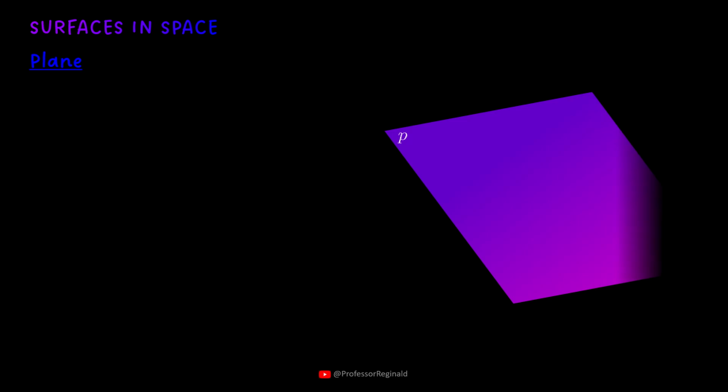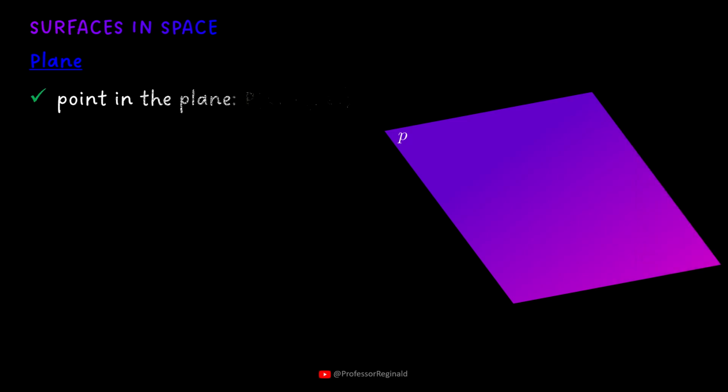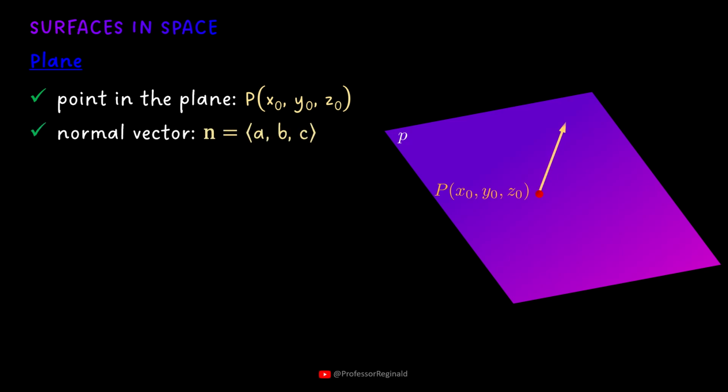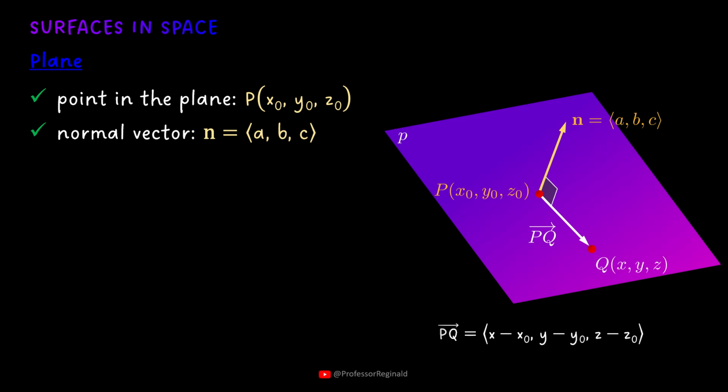In a previous video, we discussed planes. A plane in space is characterized by a point in the plane and a normal vector that is orthogonal to a vector formed from the point in the plane to another point in the plane. The point provides the location at which the plane is required to pass through, while the normal vector provides the orientation of the plane in space.